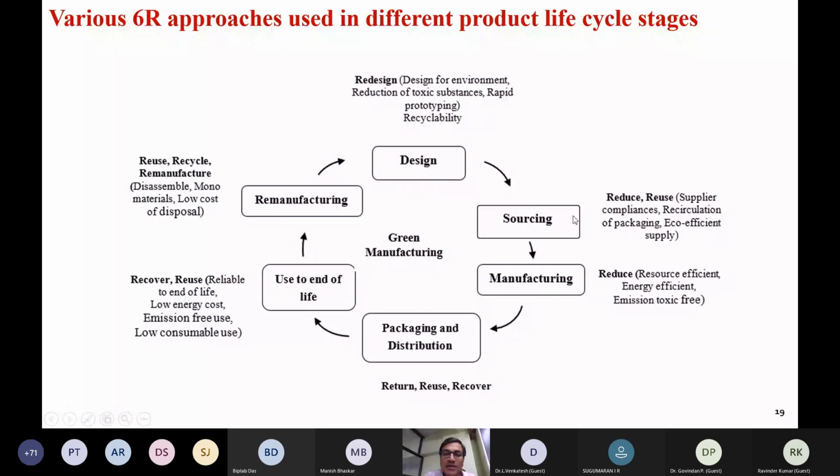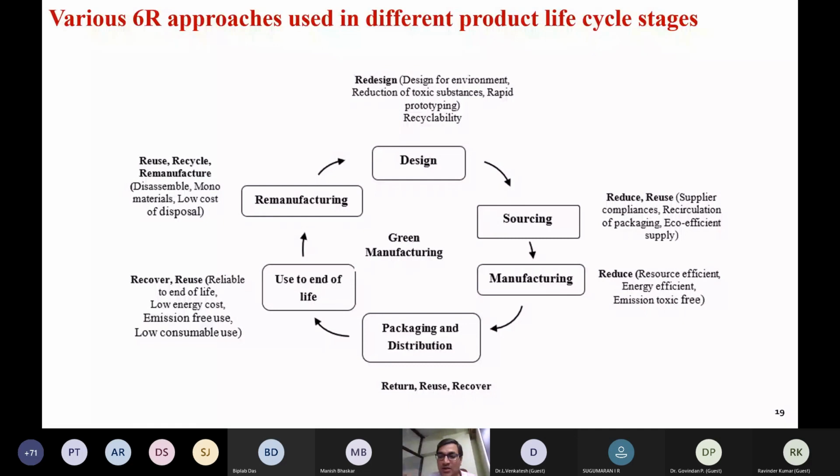What should be done? It should be redesigned. Design for environment means the product should be designed in such a way that it should use less toxic material. It should use materials which can be recyclable easily, removable easily. In that way, at the time of designing the product itself, design engineers should consider this.